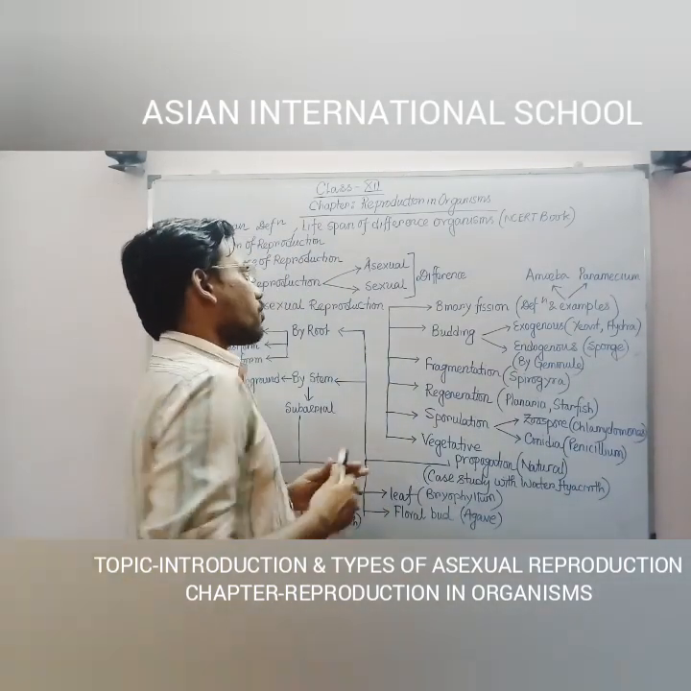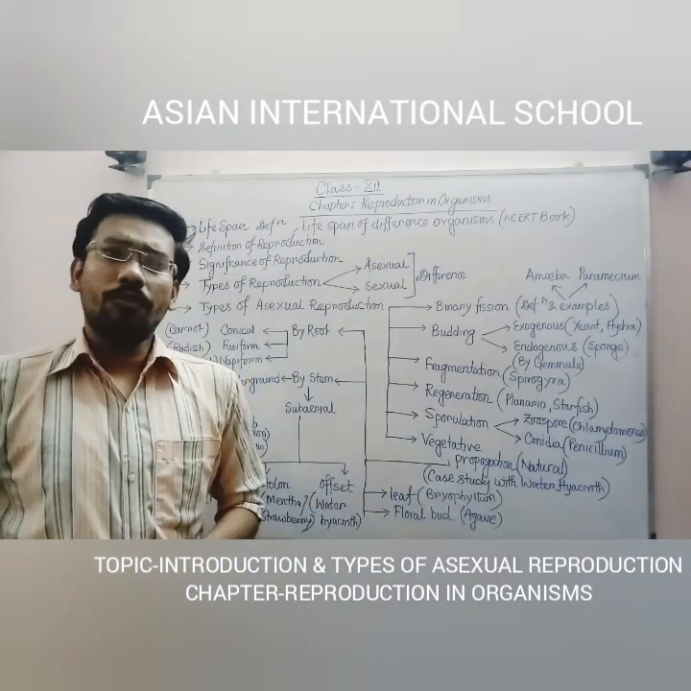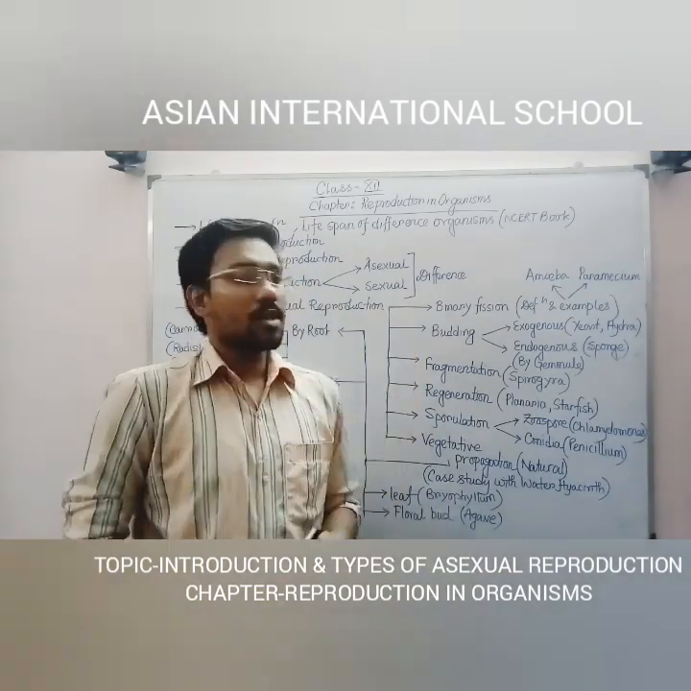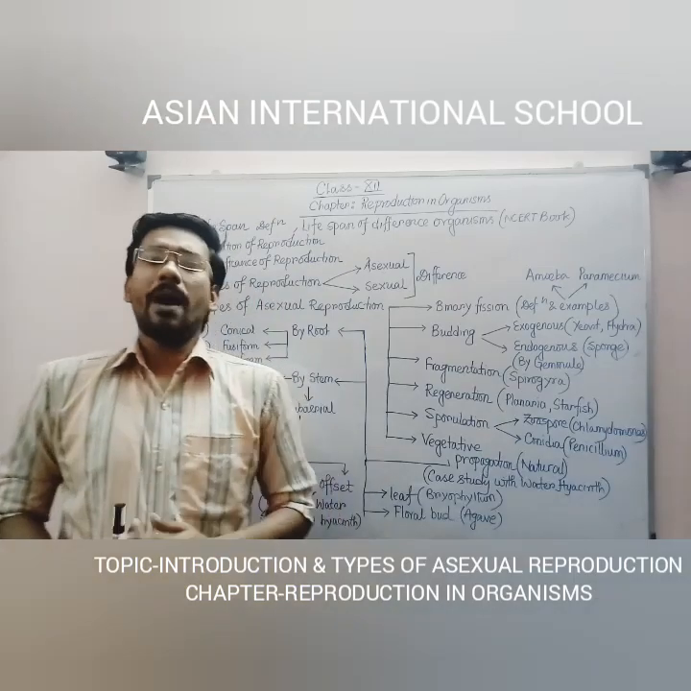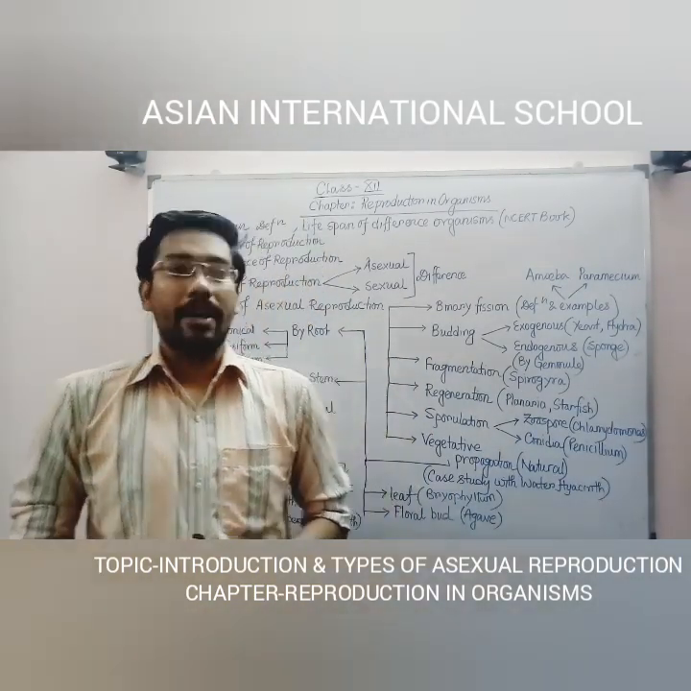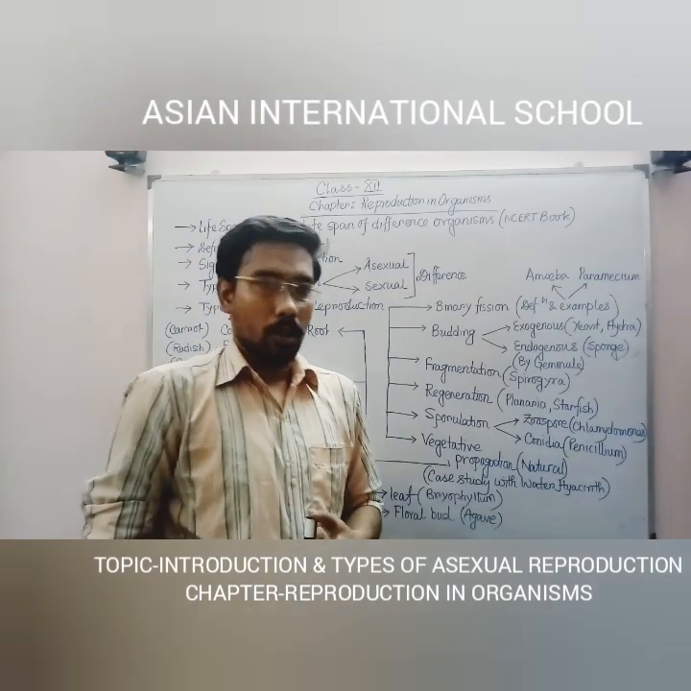Next, and the most important point is that in case of asexual mode of reproduction, a single parent or uniparent is enough. But in case of sexual mode of reproduction, a single parent is not enough. Two parents are required. One is a male parent, another one is a female parent. These two parents are always required.